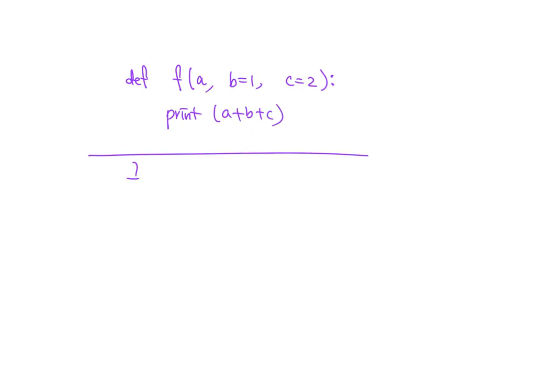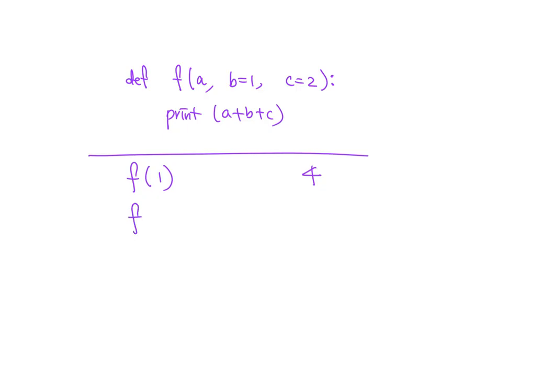So if I define function f with, say, parameter a, and b is 1, and c is 2, and then I print a plus b plus c, when I call this function with value 1, then that means the value of b is 1 and the value of c is 2. So in that case, on your screen, the value 4 will be displayed.